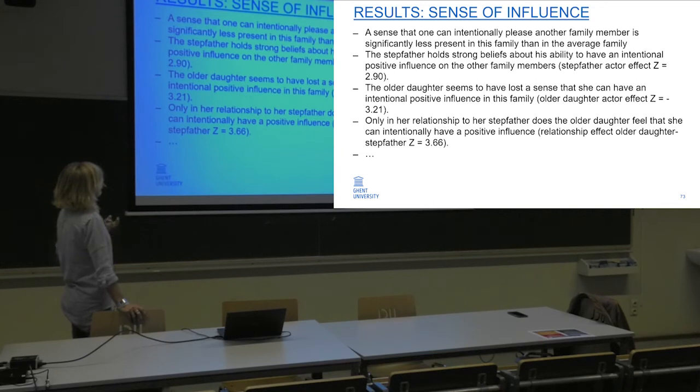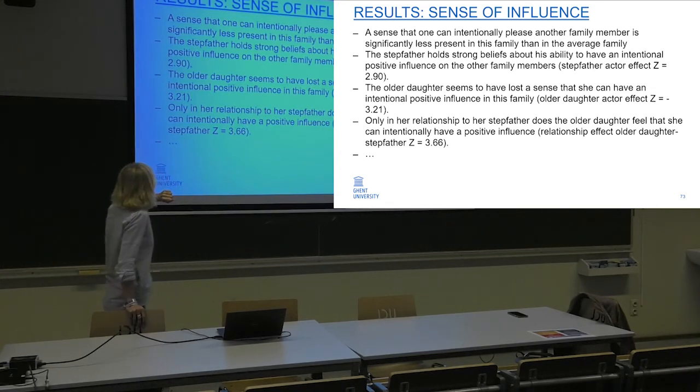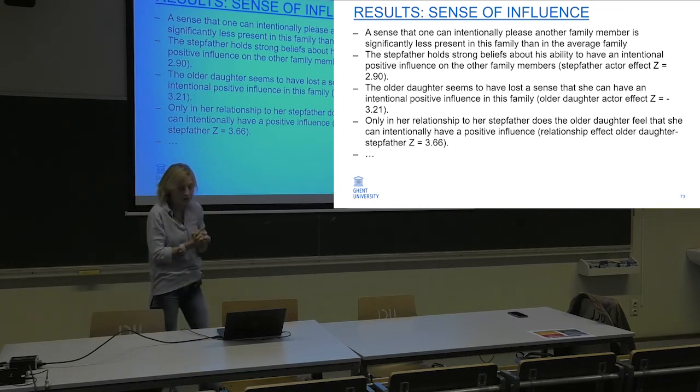A sense that one can intentionally please another family member is significantly less present in this family. So that's a very good clue to work with. The stepfather holds strong beliefs about his ability to have an intentional positive influence on the other family members. The older daughter seems to have lost a sense that she can have an intentional positive influence on this family. Only in her relationship to her stepfather does the older daughter feel that she can intentionally have a positive influence, and so on and so on. I only give a few examples of the results.